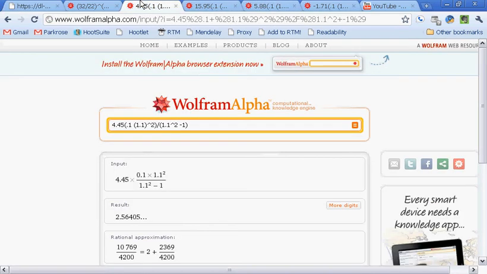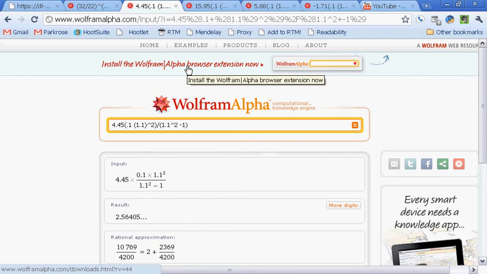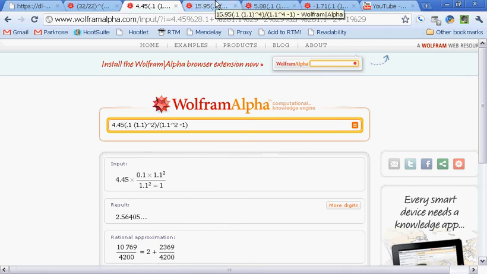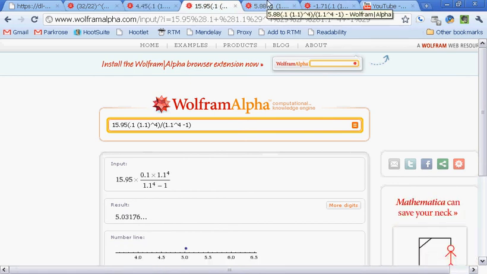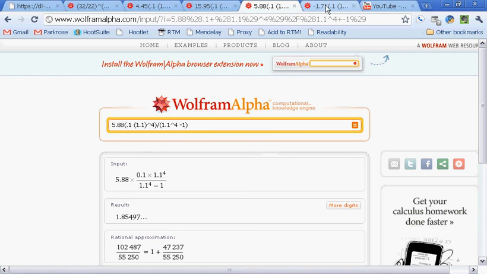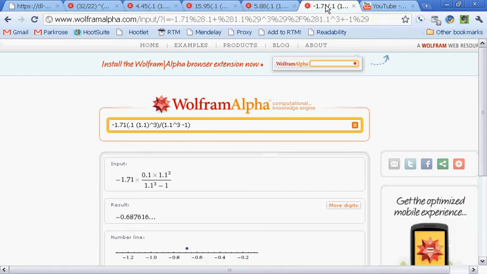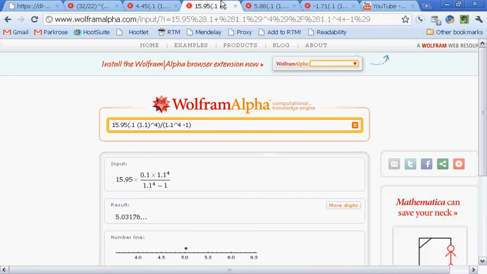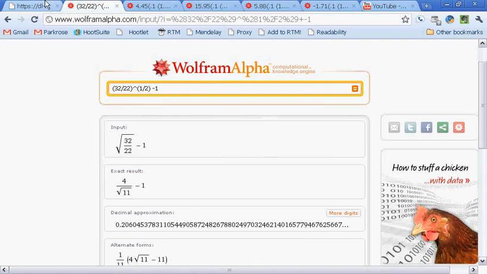So the annual worth of asset A should calculate out to 2.56. For asset B should be 5.03. Asset C should be 1.85. And asset D is a negative number since its present worth is negative. So clearly asset B, well, that's the best one.